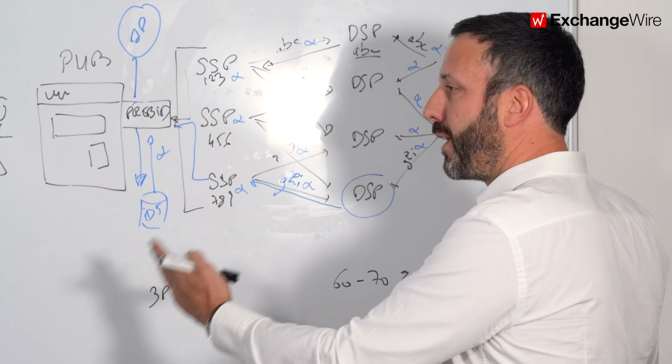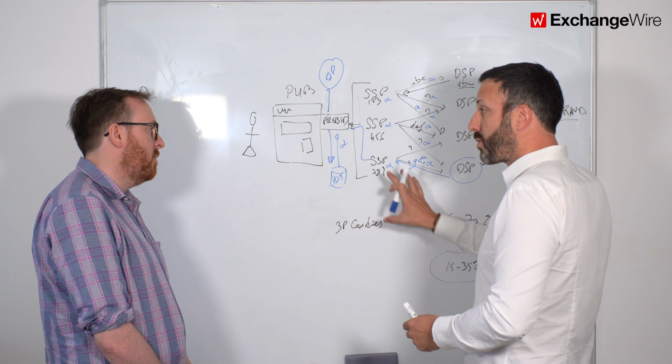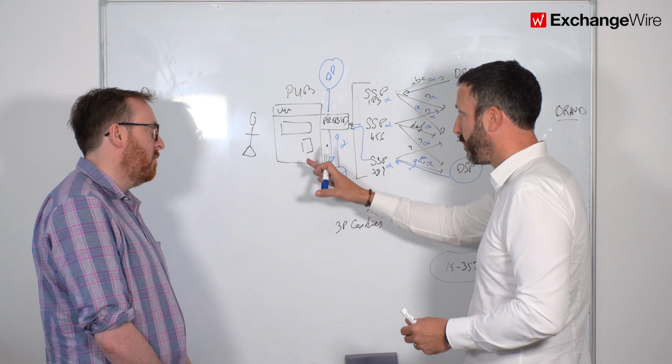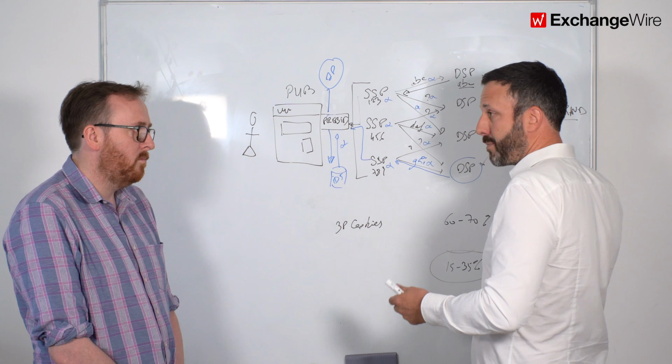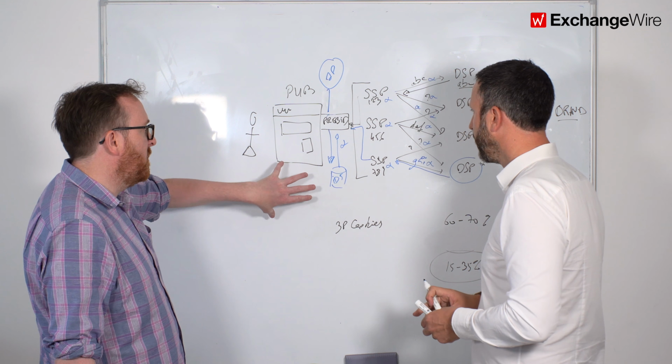Identity should be available for everyone if we want to solve these problems, which we need to solve if we want programmatic to thrive and publishers to monetize accordingly and brands to be able to reach their audiences through programmatic channels. Okay, so this is about the industry.